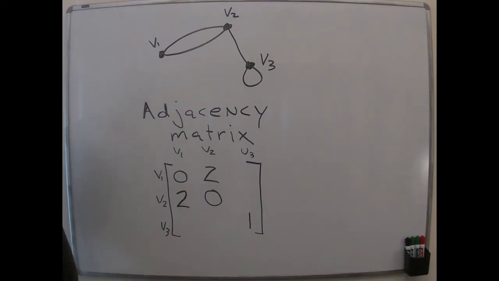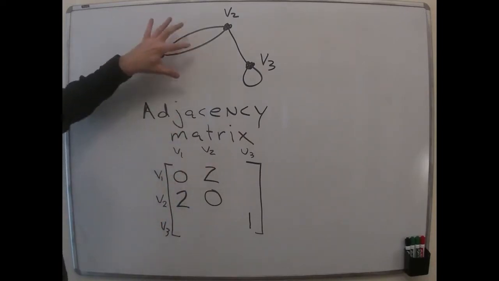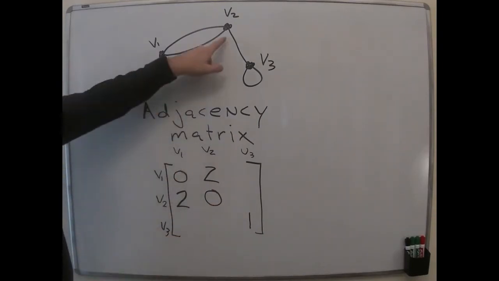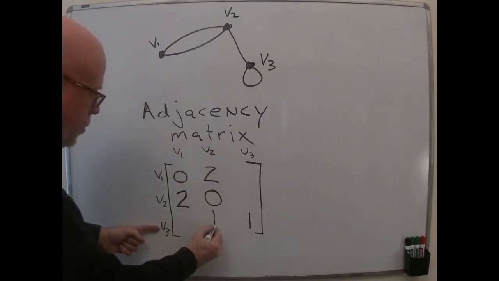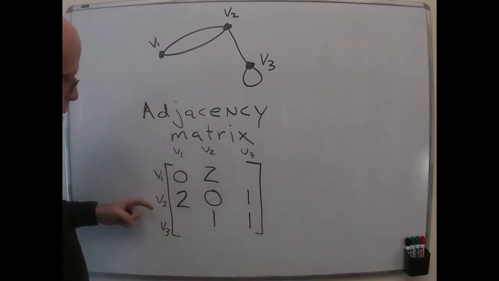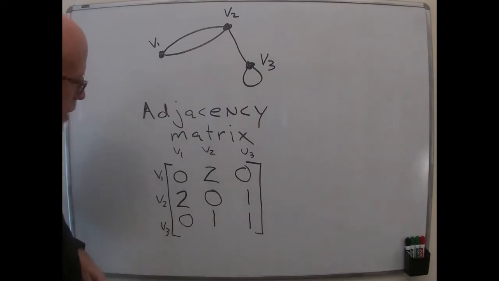There's one other edge that I haven't dealt with. These 2's represent those 2 edges. That one edge, that one loop, is represented by that one there. What about this edge that goes between V2 and V3? From V3 to V2, there's one edge, and also from V2 to V3, there's one edge. Everywhere else, it's 0. Well, it's not too many everywheres.